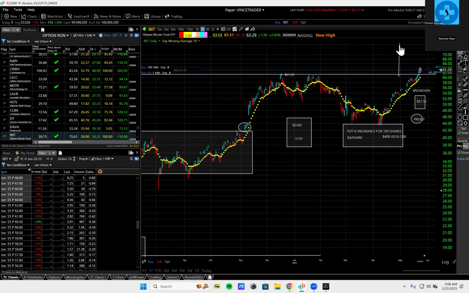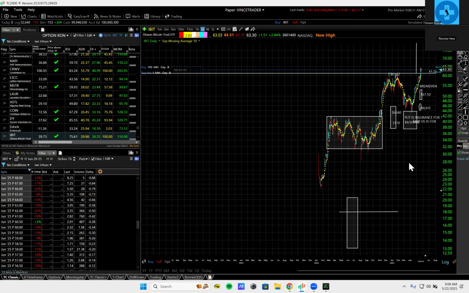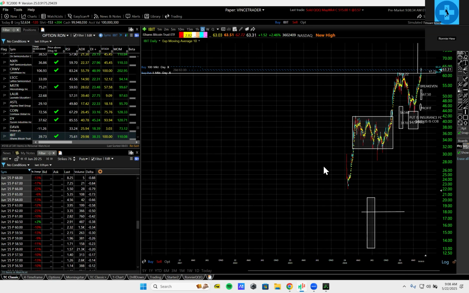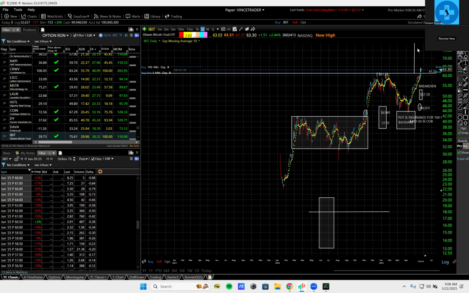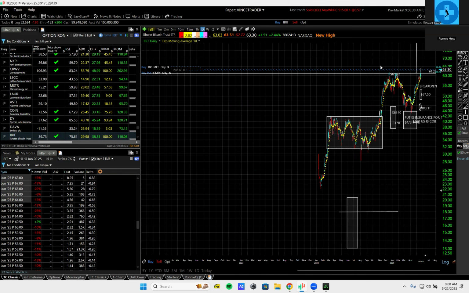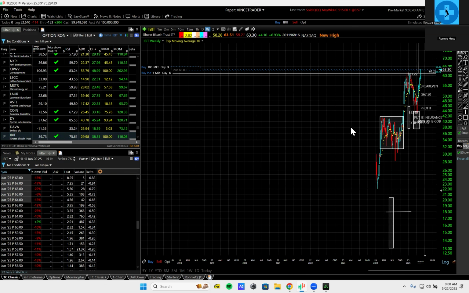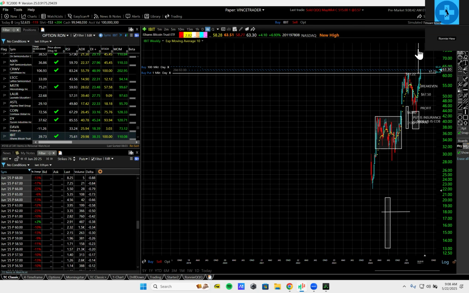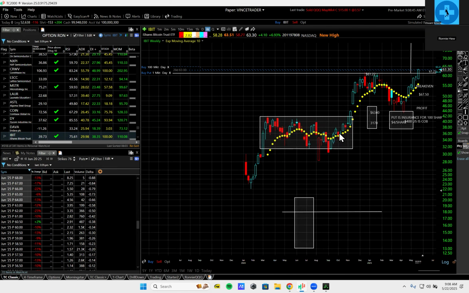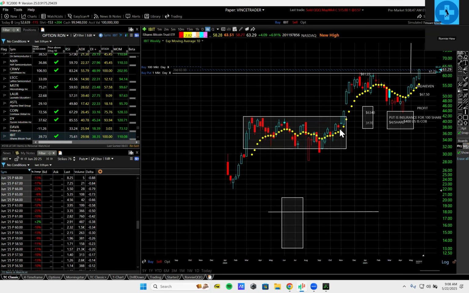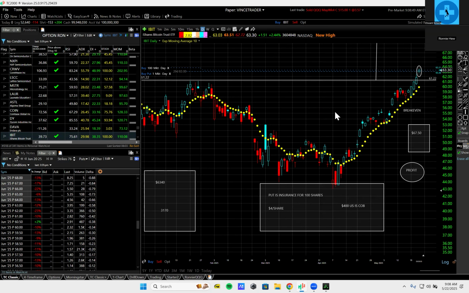So I'm thinking that's probably where the price target would be up here. Interesting. So it's got a ways to go. That's my guess. And that's called technical analysis.